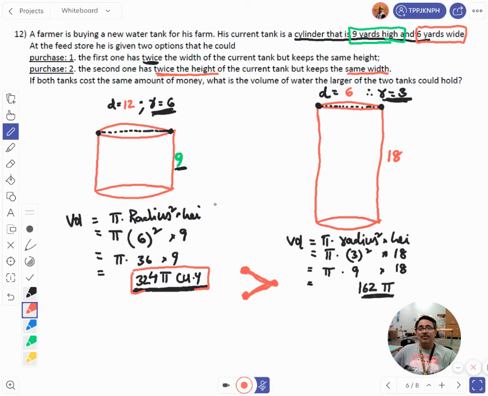The first one has twice the width. Twice the width means, please see that here 6 yards wide, then twice means it becomes 12. But again, width here is the diameter. Then the radius is half of the diameter. Okay, so let me quickly jump to the next questions.